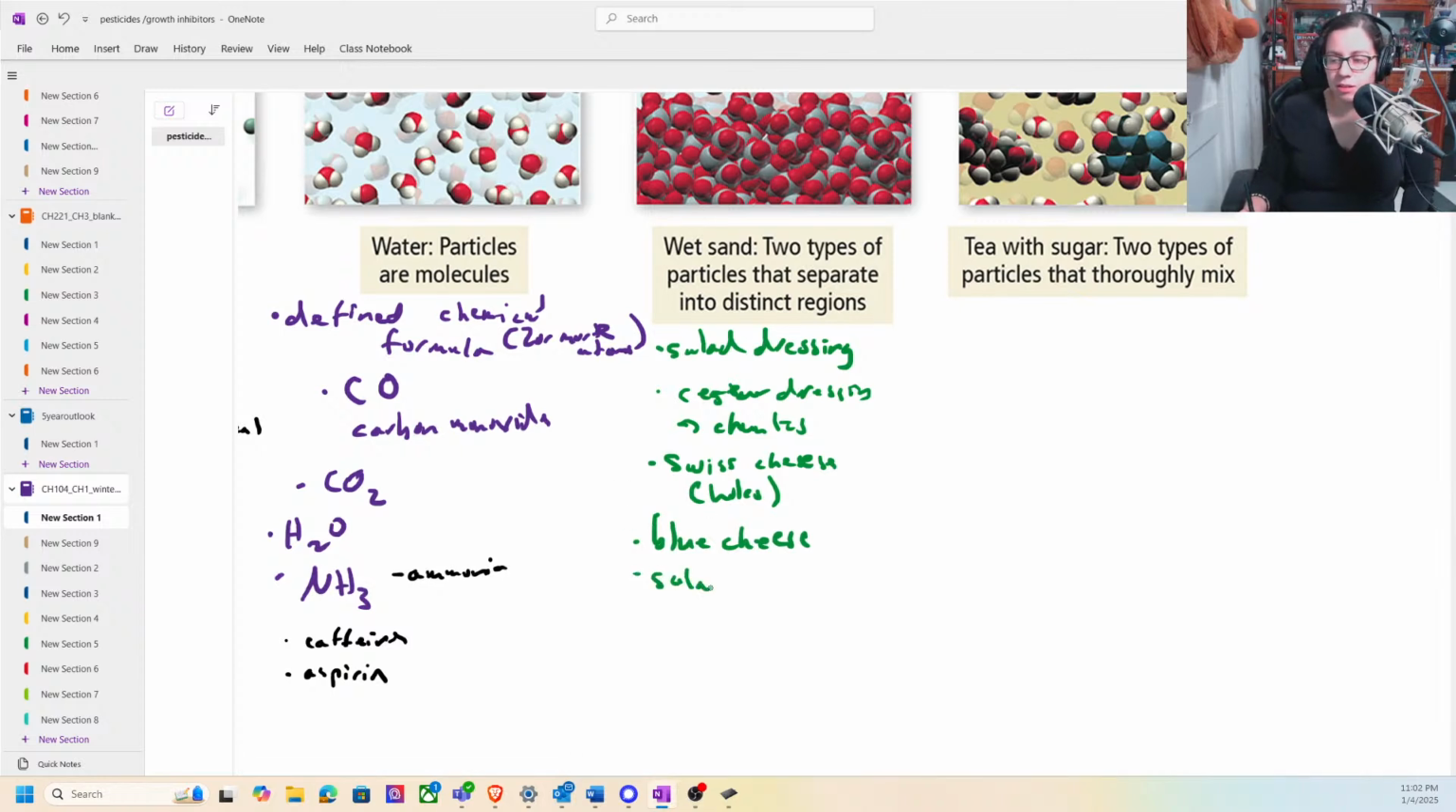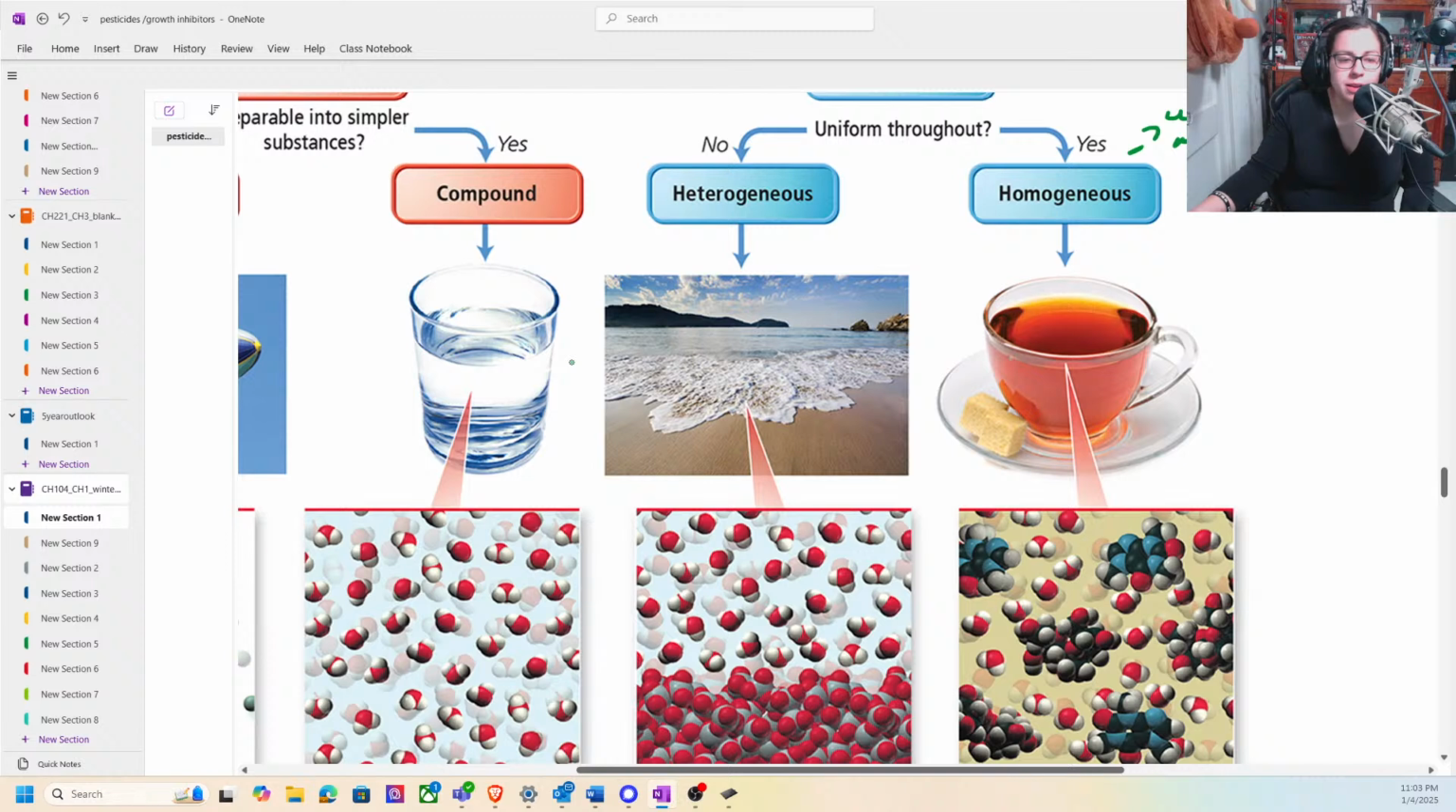Salads are heterogeneous mixtures. We'll do kind of rocks and sand, especially if it's, again, kind of like a pebbly beach where you get the rocks on top, sand on bottom. And so what might be harder to make a distinction from, again, depending on your familiarity, is going to be compounds versus homogeneous mixtures.